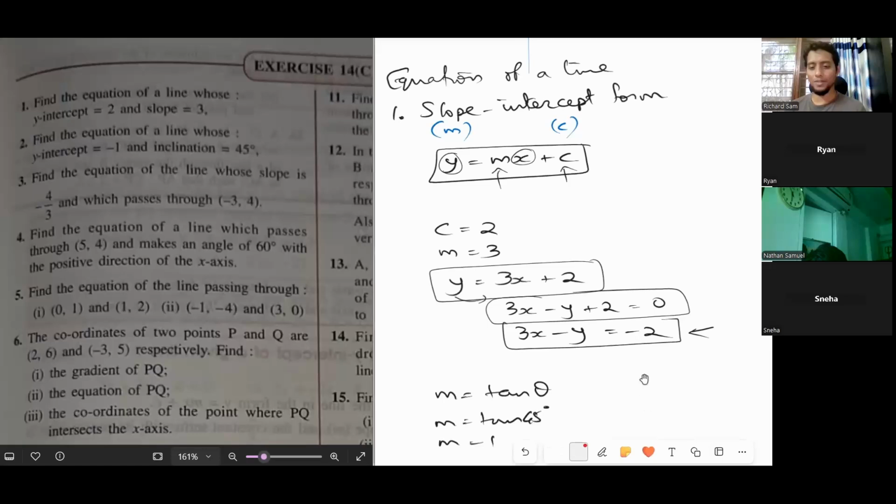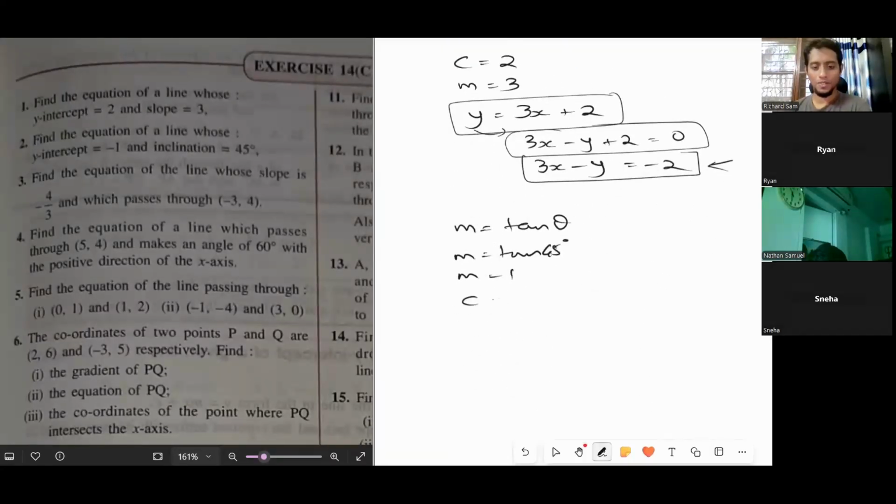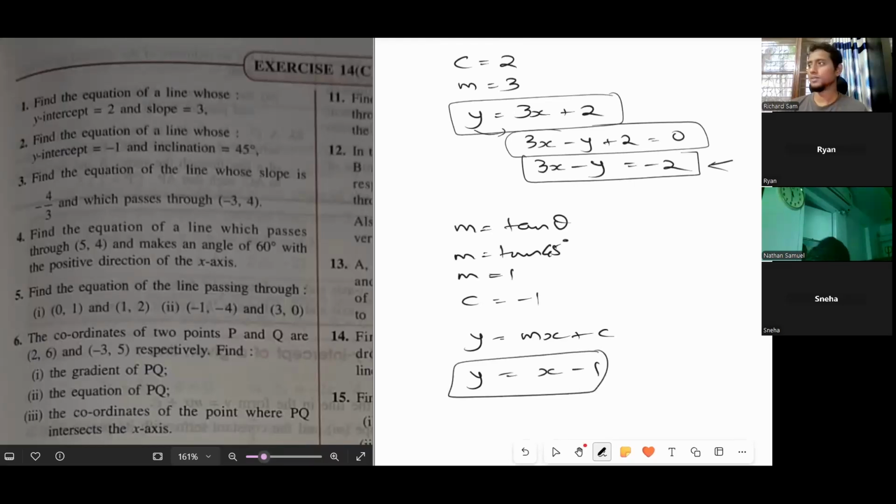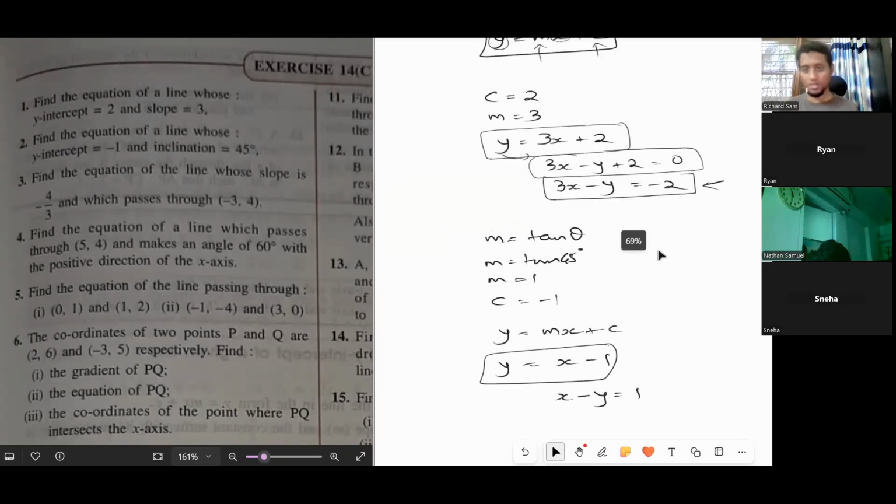Put the values in the formula. So tell me, what will that be? C is minus 1 and m is 1. So y is equal to mx plus c. So y is equal to 1 into x, that is x, minus 1. C is minus 1. That's your answer. Or if you want to write it the other way, where you take y to the other side, x minus y minus 1 is equal to 0. Correct? Okay. Write down this much.